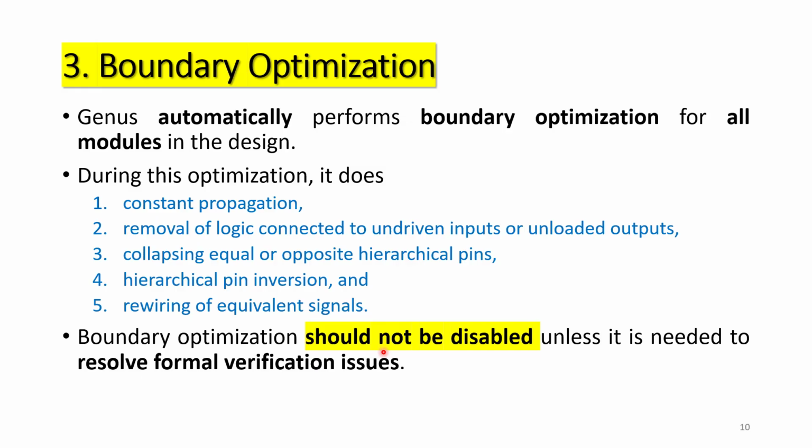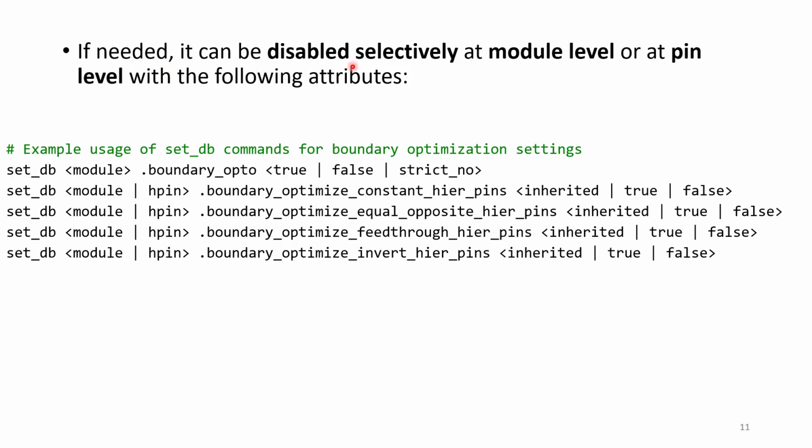By default, this will be enabled. If you check any run.tcl files while performing synthesis by using Cadence Genus, this will be enabled by default. If needed, this can be disabled selectively at module level or at pin level with the following attribute: set_db module dot boundary_opto. It can be given three parameters, that is true or false or else strictly no. At least one you have to use.